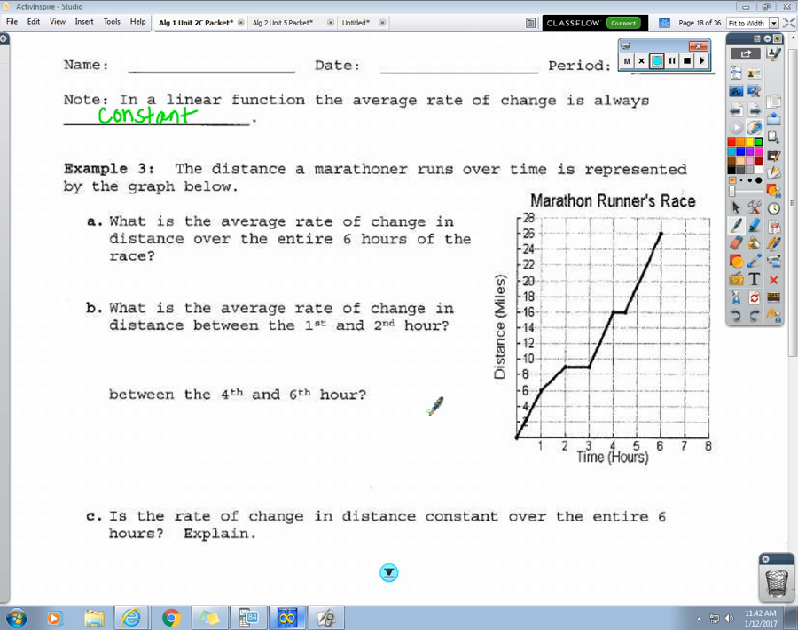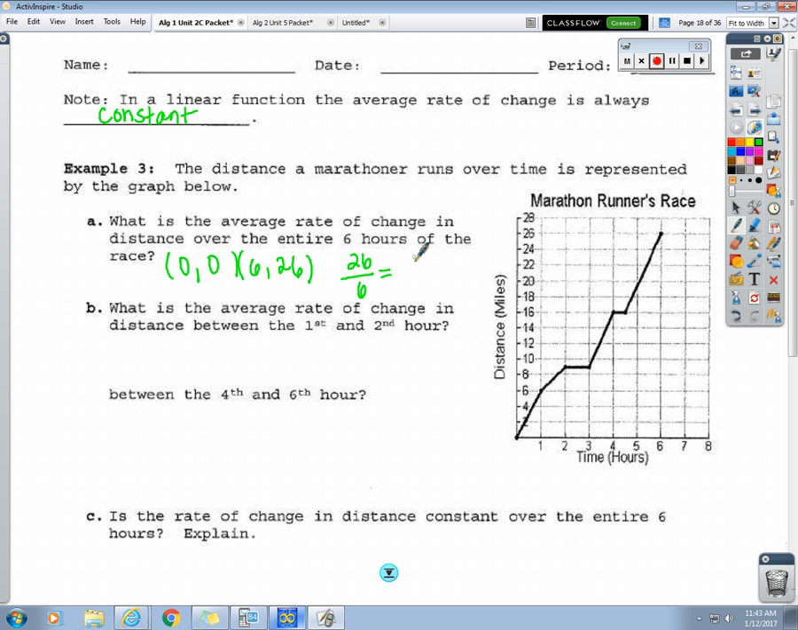The distance a marathoner runs over time is represented by the graph below. What is the average rate of change, so the slope, in distance over the entire 6 hours of the race? Well, to find average rate of change, you have to do the slope formula. So you have to have 2 points. For the entire race, what would your first point be? 0, 0, before it started. And then the race ends at 6 hours, 26 miles. So wouldn't that just be 26 minus 0 over 6 minus 0?